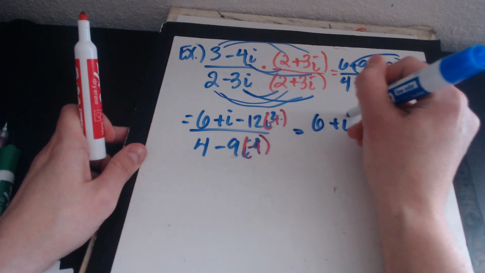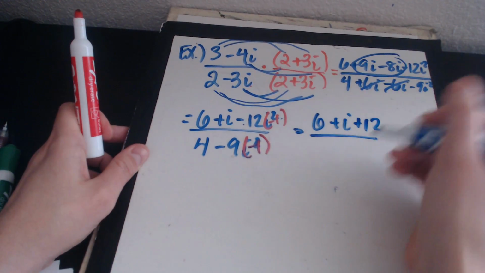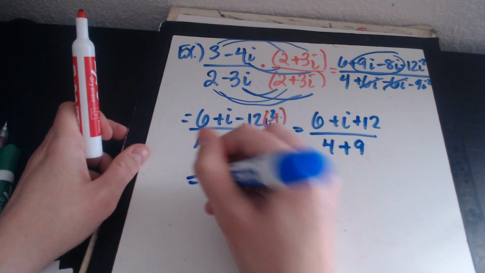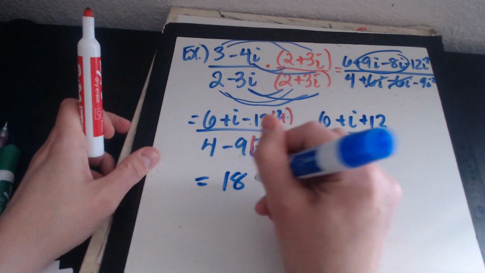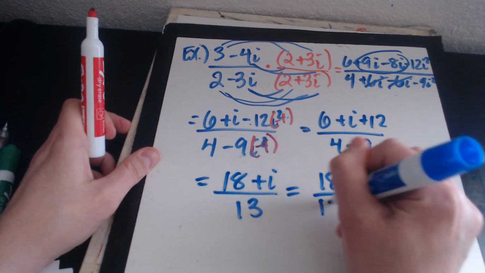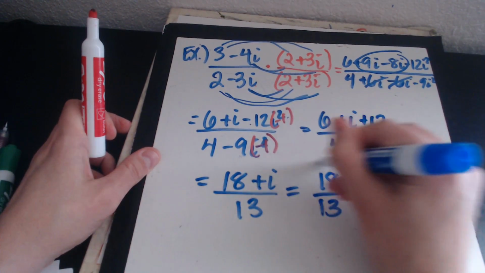6 plus i minus 12 times -1 is going to be plus 12. And then down here we're going to have 4 plus 9. So we add our like terms, 18 plus i over 13. And then again, we're going to split 18 over 13 plus this time, because this is a positive, i over 13, and we're going to leave it like that.